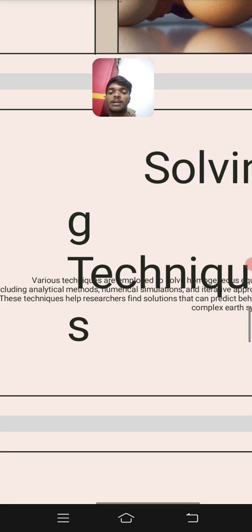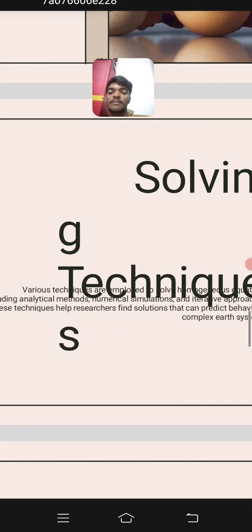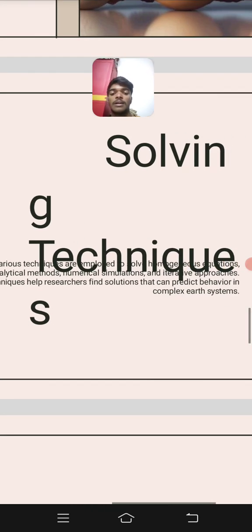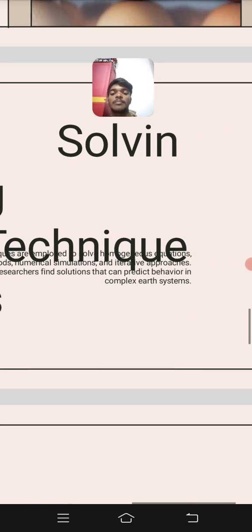Solving techniques. Various techniques are employed to solve homogeneous equations, including analytical methods, numerical simulations, and iterative approaches. These techniques help researchers predict the behavior of complex Earth systems.